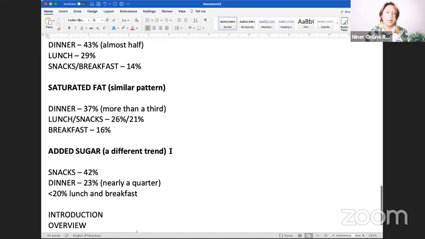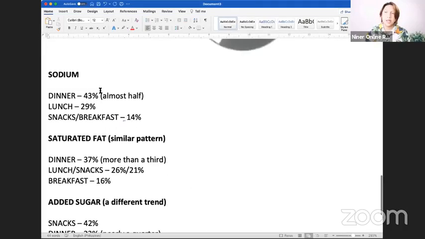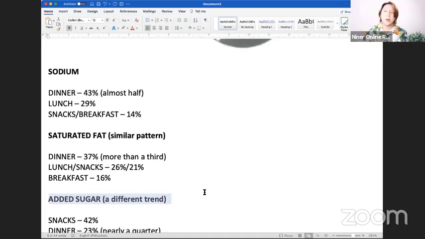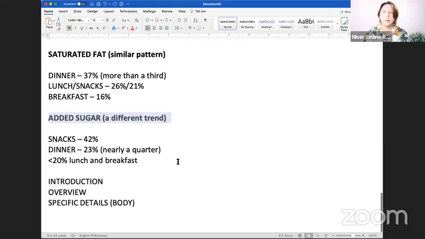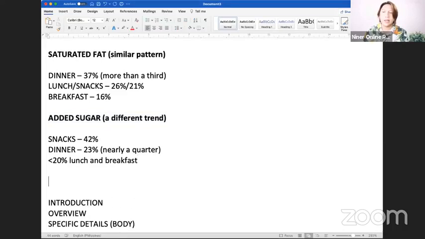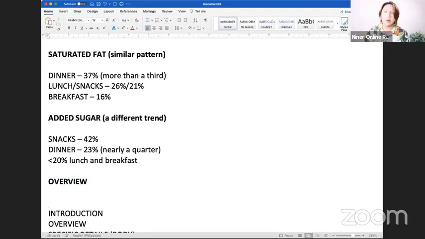And in this case, because we have three, sodium, saturated fat, and added sugar, I would probably want to write 3 paragraphs in my body. So that's a total of 5 paragraphs: one for the intro, one for the overview, and one for the specific details or the body. There's something that we haven't planned yet. Okay, so overview. All right, so let's plan our overview.